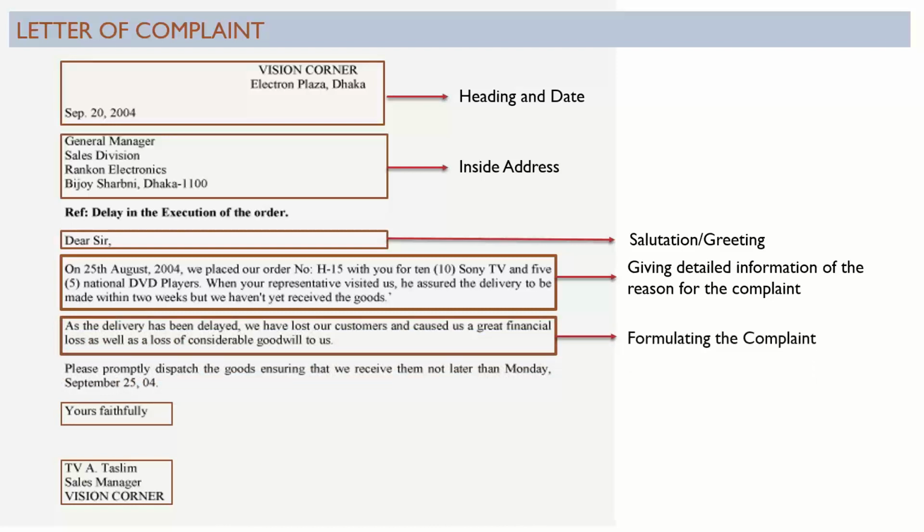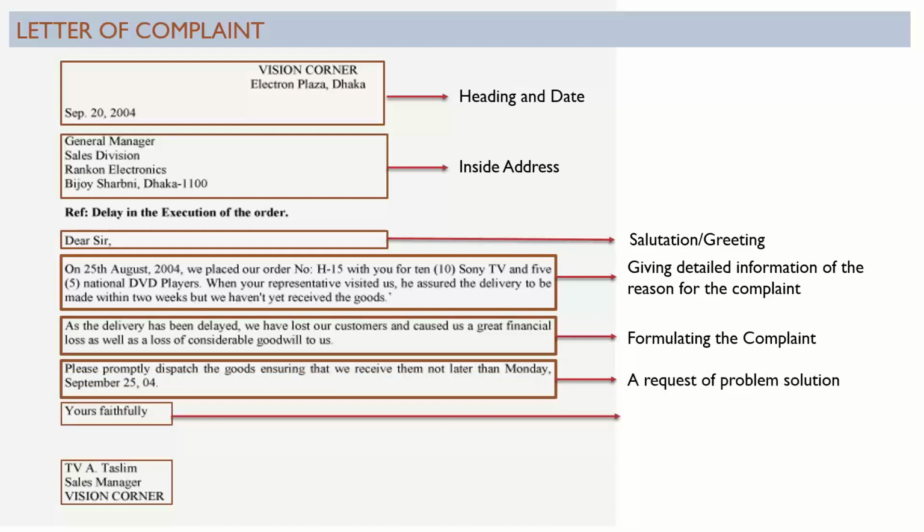Another part was this section. This was formulating the complaint. At the first section, the person who has sent this message has given detailed information of the reason for the complaint. And then in the next paragraph, he is formulating the complaint, or he is actually writing his main complaint. This is the part where he requests for a problem solution. It means he is asking to solve this problem. And the last part is closing and signature section. This is what our students did.